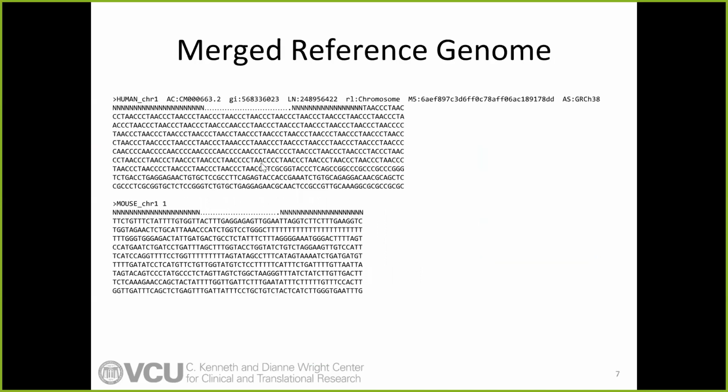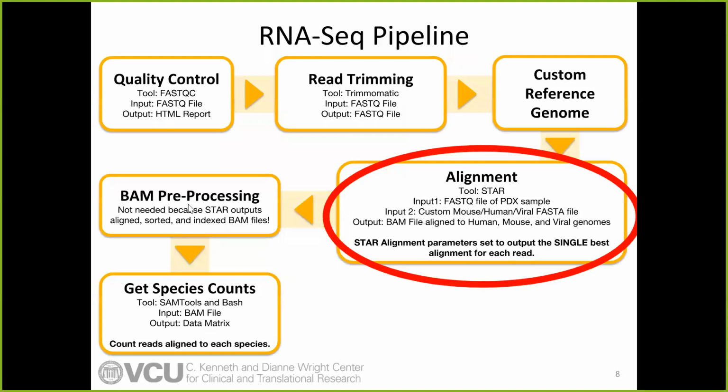And this is just an example of what the chromosome 1 looked like. So this is the name of the actual FASTA file header for chromosome 1 in the file that I used. And then this is the name of the mouse. So once I had my custom reference genome, I used the tool STAR to align these.